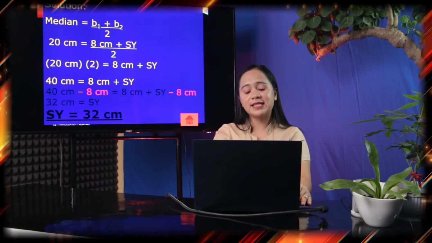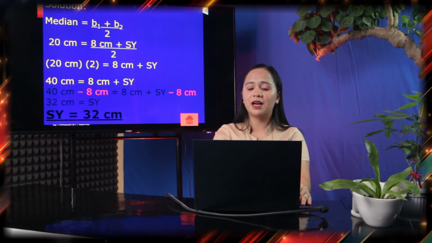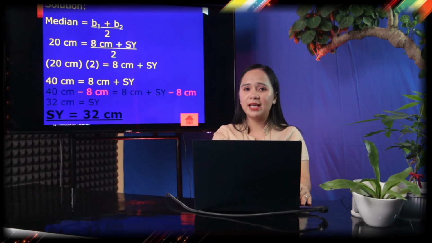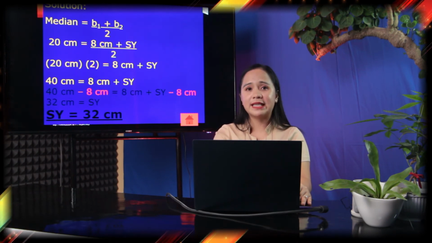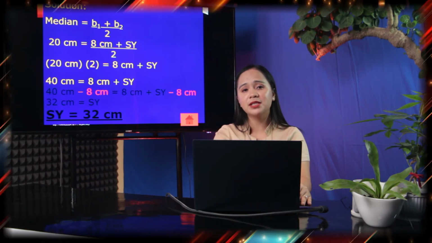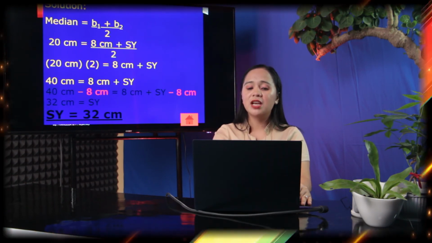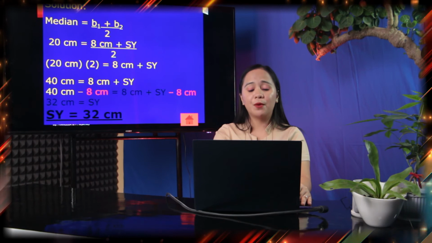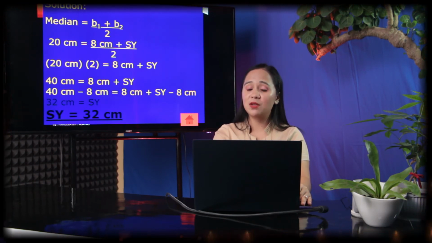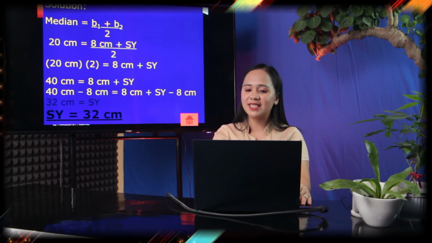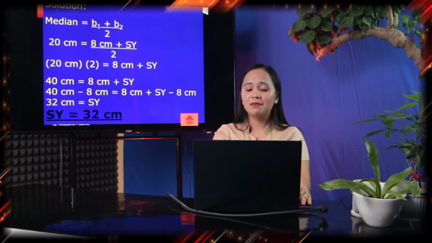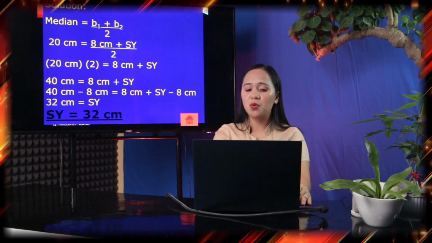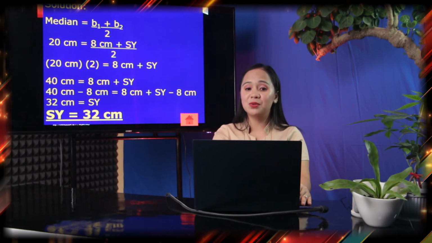Combine like terms. Since 8 centimeters is found on the right side of the equation, we will transfer it to the left side by applying the addition property of equality. Get the opposite of 8 centimeters, that is negative 8 centimeters. Negative 8 centimeters will be added on both sides. So the equation now is 40 centimeters minus 8 centimeters equals 8 centimeters plus SY minus 8 centimeters. 40 minus 8 becomes 32 centimeters equals SY. So our base sub 2 or SY is equal to 32 centimeters.